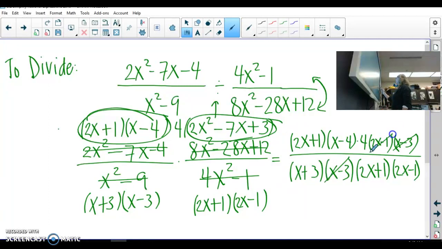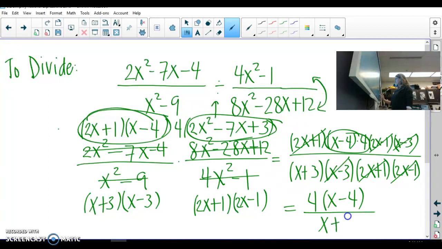What else do we have here? We got a 2x minus 1 and a 2x minus 1. It's kind of satisfying. You can cross these guys out. 2x plus 1 and 2x plus 1. I believe that is it. Don't miss anything. We have an x minus 4, and we have a 4. I'm going to bring that 4 in the front. 4 times x minus 4 is left in the numerator, and in the denominator, I have x plus 3. Now take a look and see if there's anything common in the numerator and the denominator. There are no common factors other than 1, so we are done.